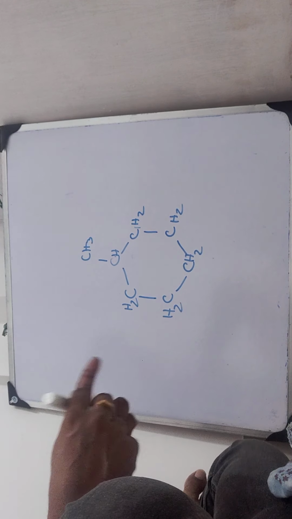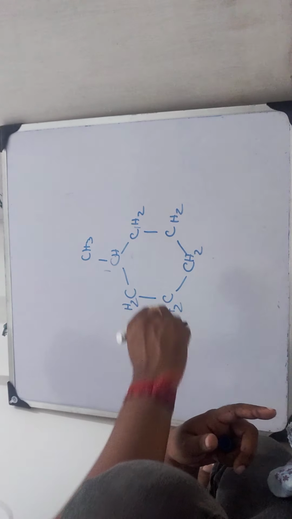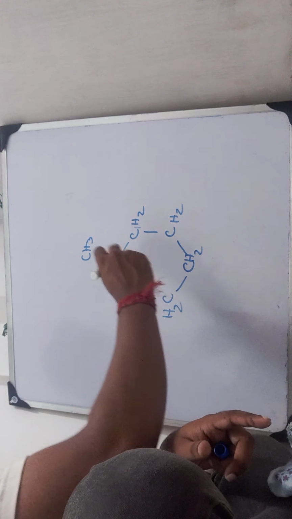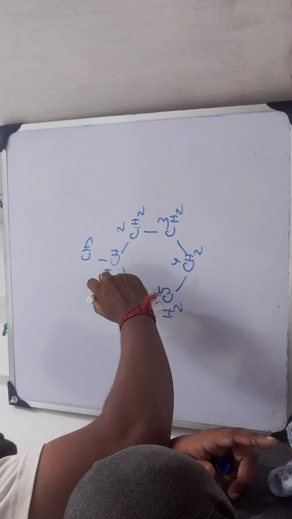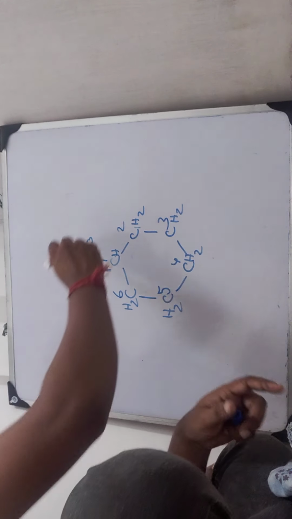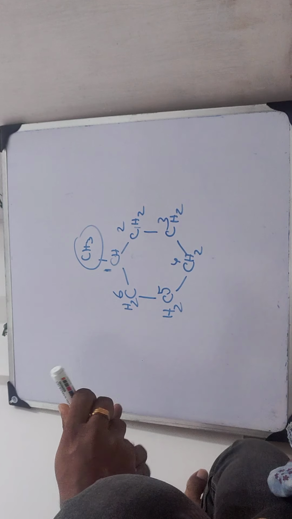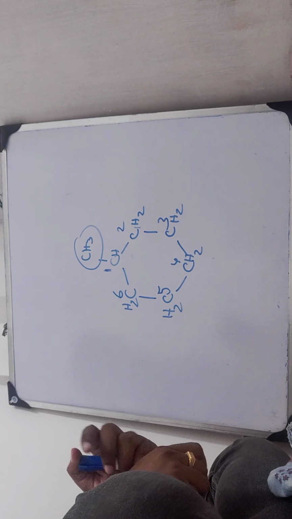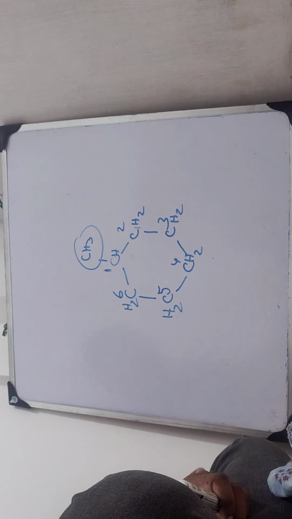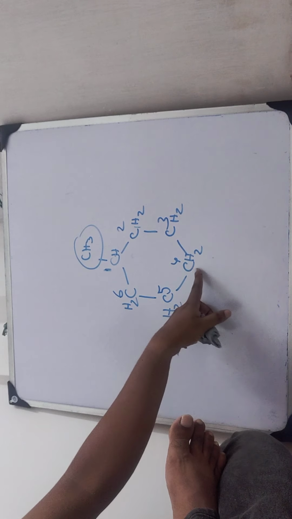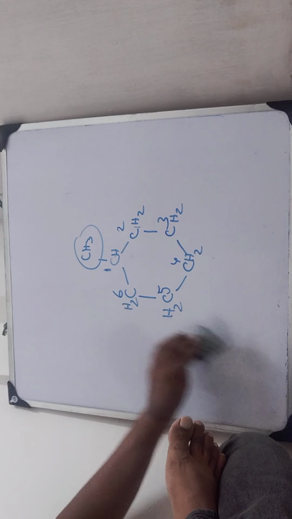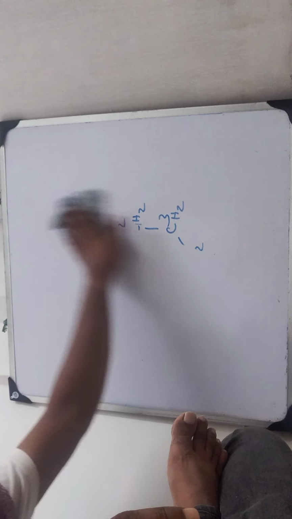But the question is, from which carbon will I start the numbering? We will start the numbering from this one. Why? Because number 1 carbon will have the CH3. I told you the rule of IUPAC nomenclature, that the branch should be placed at the minimum numbered carbon. If you started from the other carbon, then the methyl group would be at number 4 carbon, so that is not correct. Okay, so this is how we name the cyclic compounds.